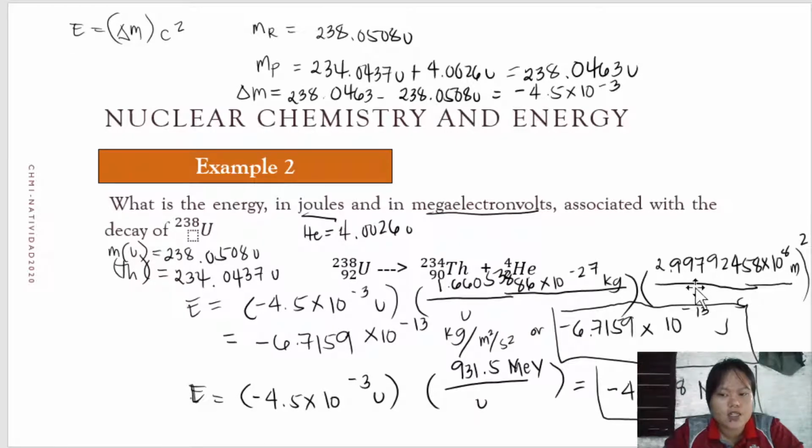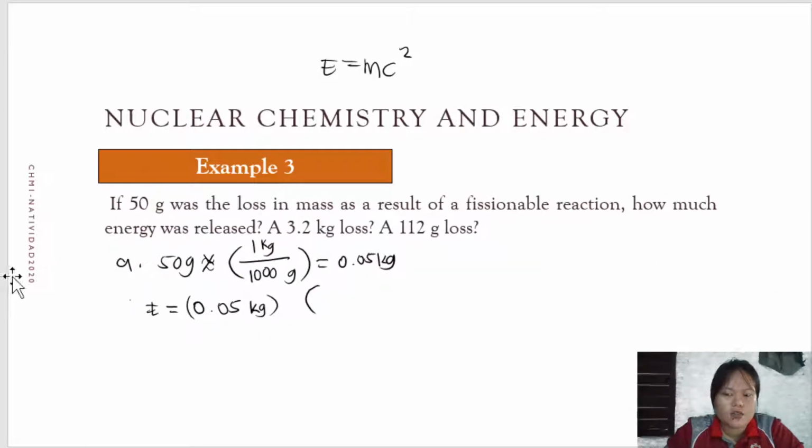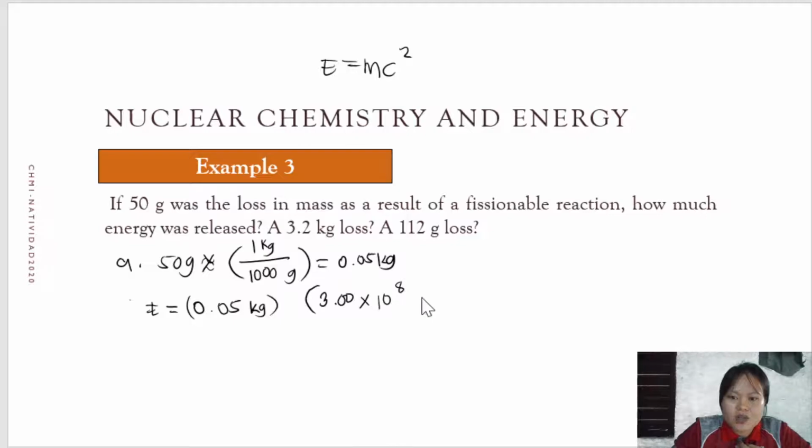2.9979245 times 10 raised to 8. Okay, so medyo mahaba siya. Simplify natin. Some books naman kasi are using this. So if in case hindi naman strict na yung as in buong decimal places ang gagamitin nyo, pwede namang ito ang gamitin nyo. Okay, so ito ay 3.00 times 10 raised to 8 meter per second squared.